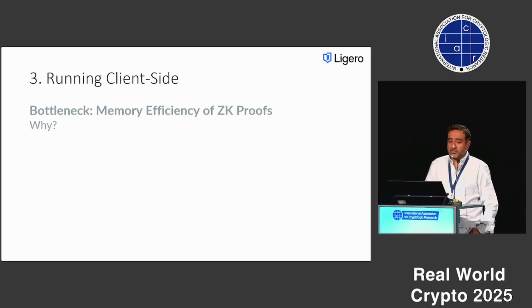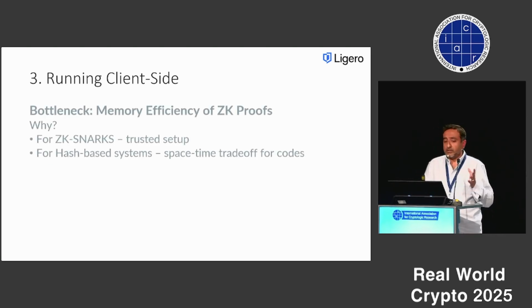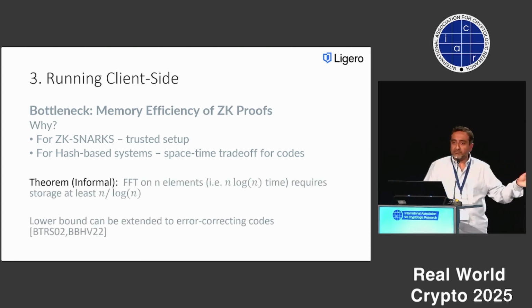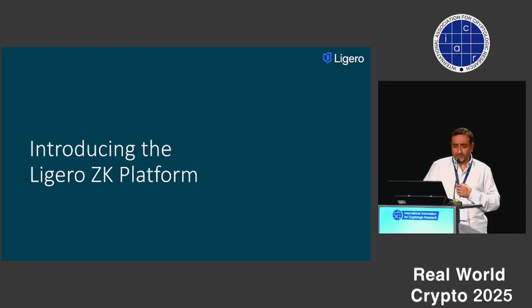The last thing I want to tell is about the bottleneck in designing ZK systems running client-side. This is memory efficiency. And on a high level, the two things are that ZK SNARKs that require trusted setup have a huge prover key that you need on the client's device, and the hash-based systems, which are in practice much faster than the others, have space-time trade-offs because they require error-correcting codes. And there are some lower bounds on why this is indeed the case.